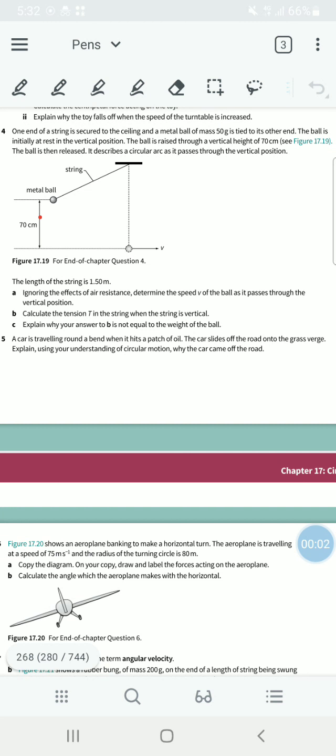Physics chapter 17, end of chapters, question number 5. A car is traveling around a bend when it hits a patch of oil. The car slides off the road onto the grass verge. Explain using your understanding of circular motion why the car came off the road.